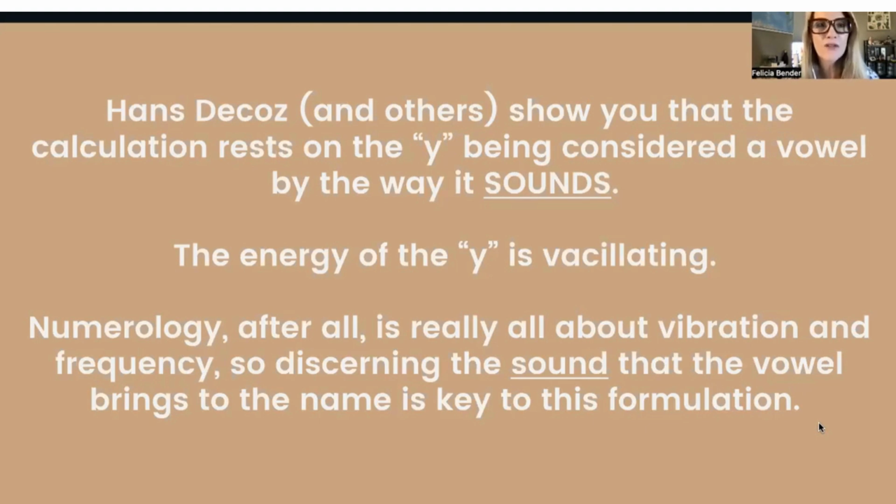Hans Decoz, a master numerologist, and others will show you that the calculation rests on the Y being considered a vowel by the way it sounds. It's not a matter of just if it shows up or not. Okay, it shows up. Now what do we do with it? Now we're going to look and see how it sounds, and then place it into the context of: is this considered a vowel in this particular name, or is it considered a consonant?